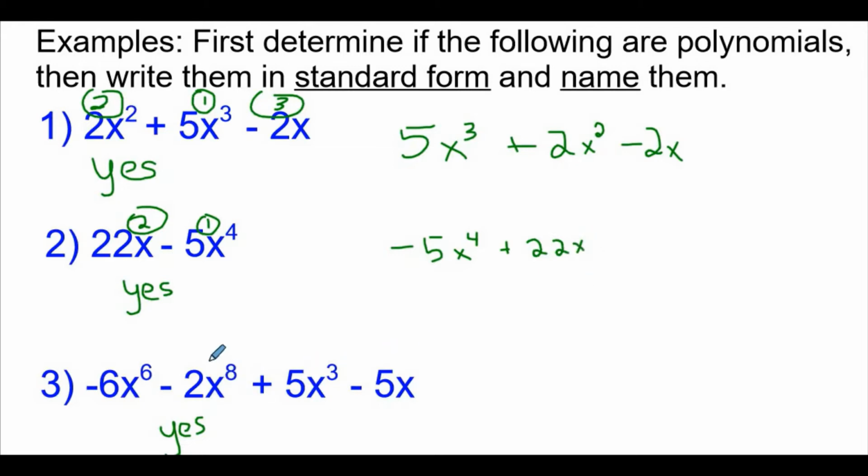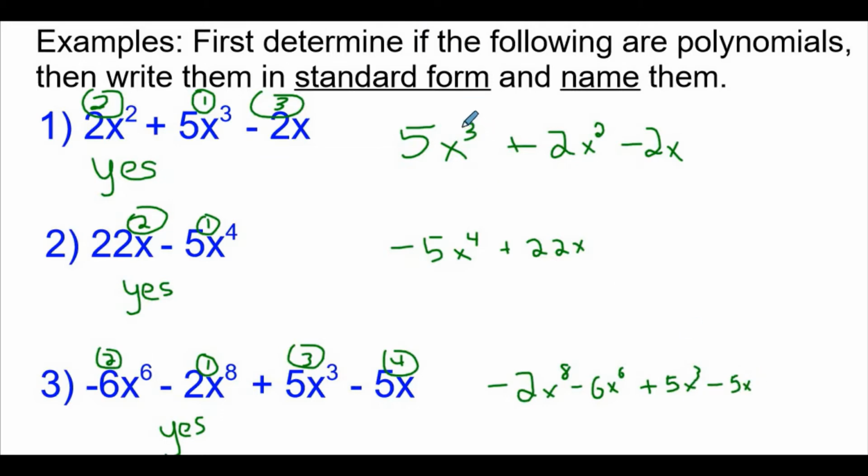All right, so here we have a little bit more to do. So this will be first, then second, then third, and then fourth. So it would look like this: negative 2x to the 8th power minus 6x to the 6th power plus 5x to the 3rd power, and then minus 5x.